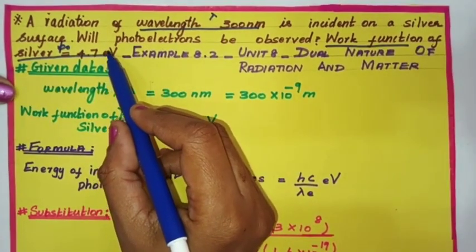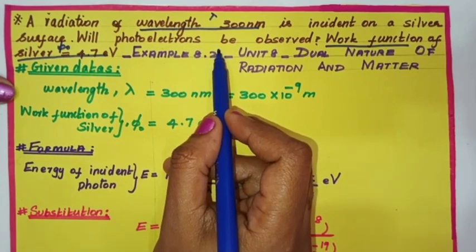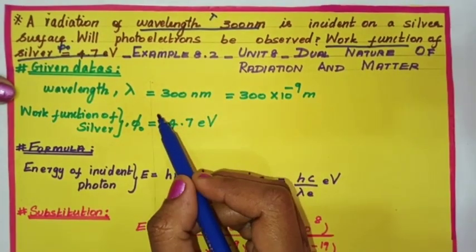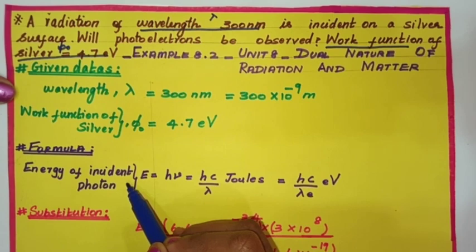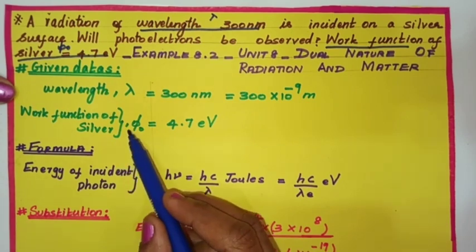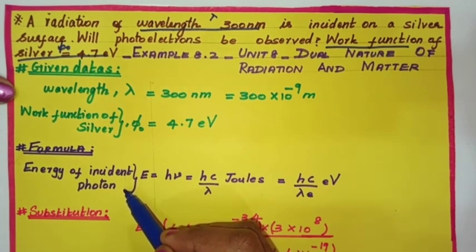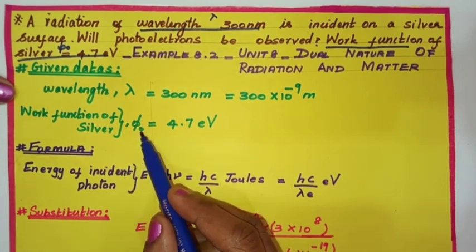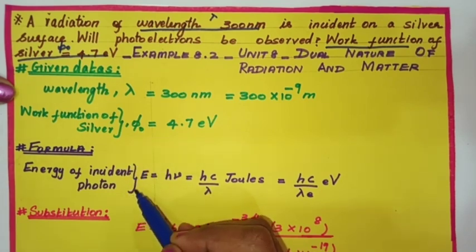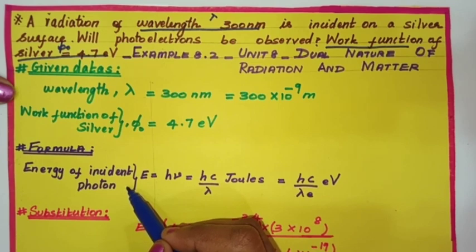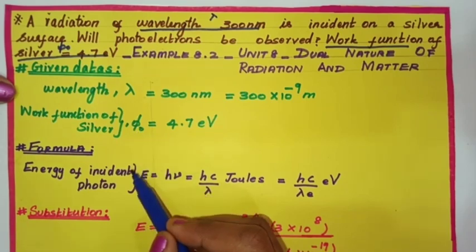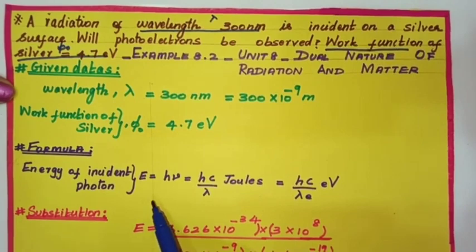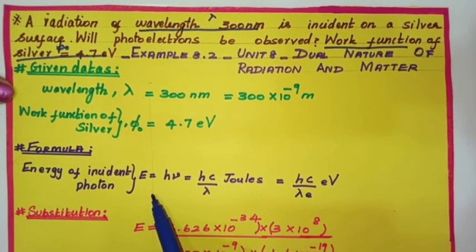What is asked? We have to find whether photoelectrons are observed or not. Here what we have to do is find the energy of the incident photon and find whether this energy is greater or lesser than the work function of silver. If the energy of the incident photon is greater than the work function of silver, the photoelectrons will be observed. And if it is less than the work function of silver, photoelectrons will not be observed. So we are going to find whether this energy of the incident photon is greater or lesser than the work function of silver.